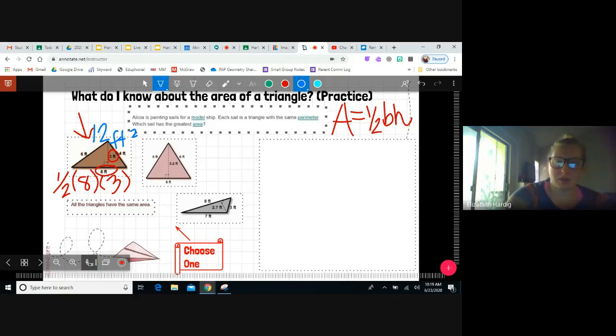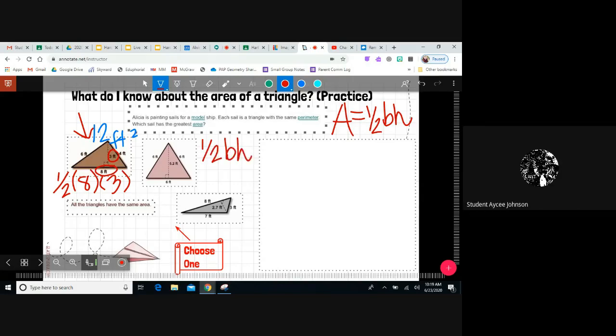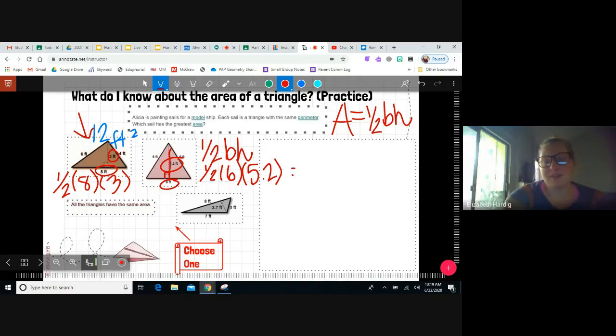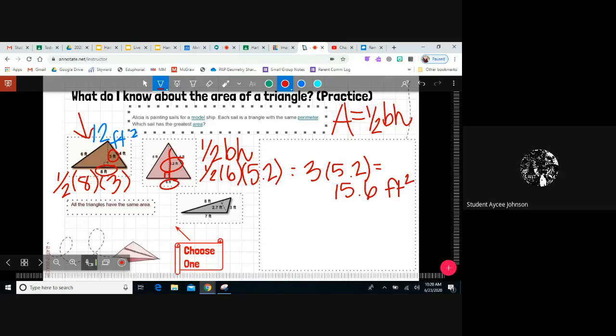And now I'm going to look at the next one, where I have my formula, which is 1/2 the length of the base times the height. My base is 6, and my height is 5.2. I'm going to take half of 6, which means now I'm multiplying 3 by 5.2, which gives me 15.6 feet squared. So I see automatically that this 15.6 feet squared is greater than the 12 feet squared. So I'm going to cross this one off.